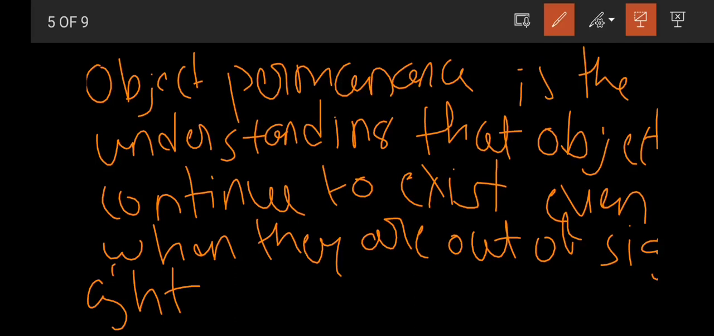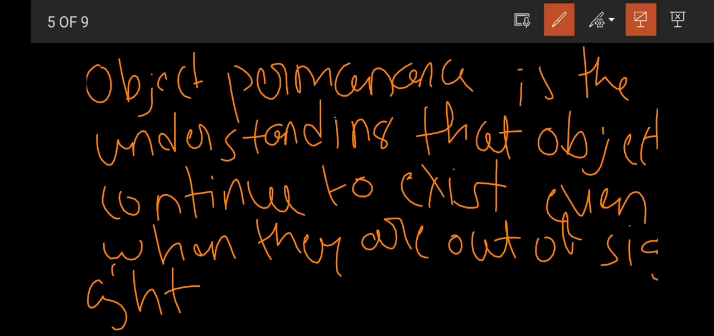For example, let's say we have a game with Maya. Initially, if you hide a toy behind a blanket, what will Maya do? Maya may believe that the toy has completely disappeared. However, as she develops object permanence, she will begin to understand that the toy still exists behind the blanket and may actively search for it, or try to remove the blanket and find it. Okay, this is object permanence. Hope you all understood this.